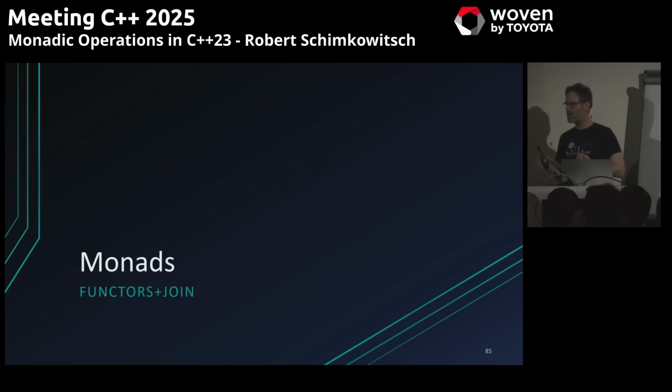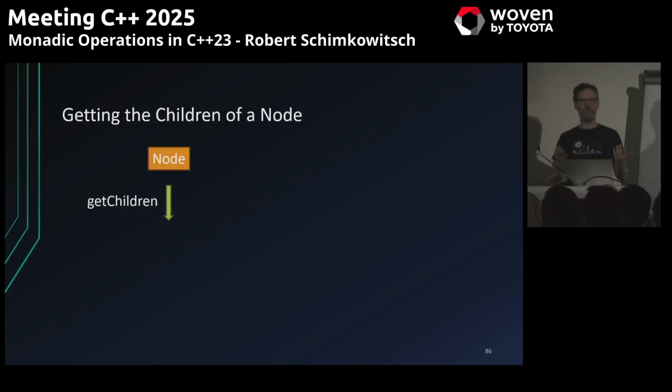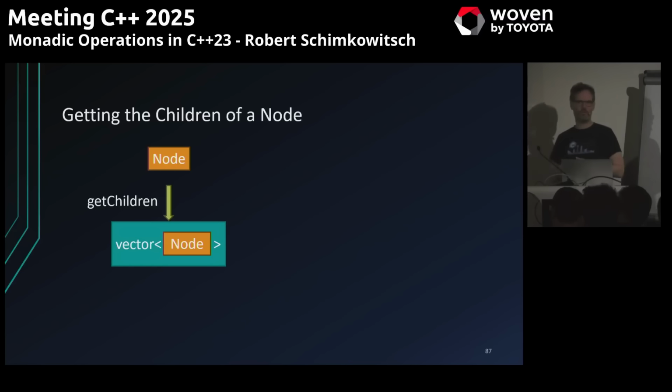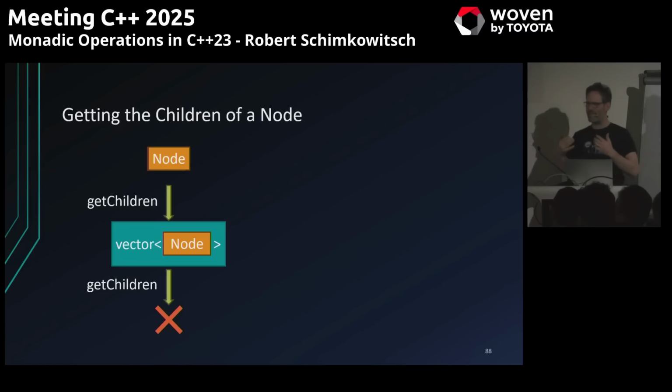Now that we know about functors, we can talk about monads. Because monads have all the properties of functors plus something extra. But let's again start by looking at how a monad helps us solve a problem. Let's say we have a tree-like structure, and in that tree-like structure we have nodes. And we have a function called getChildren. And since a node can have multiple children, it will return something like a vector of nodes. And then I want to get the grandchildren, and that won't work, because getChildren is not equipped to handle a vector as input.